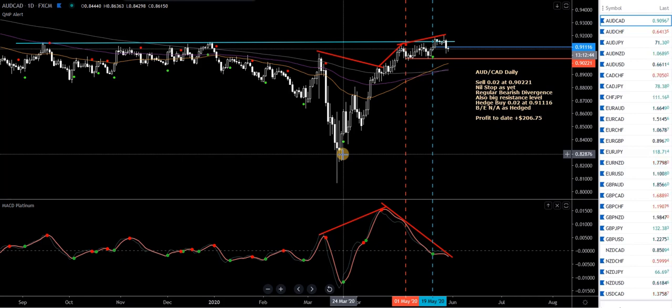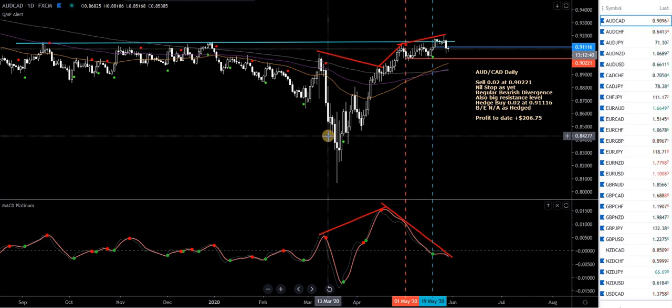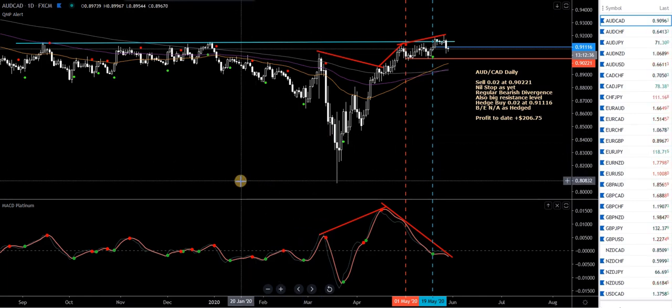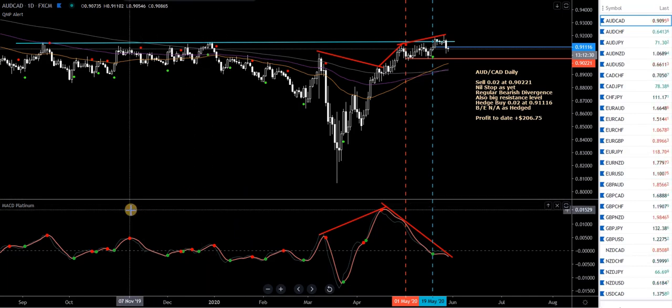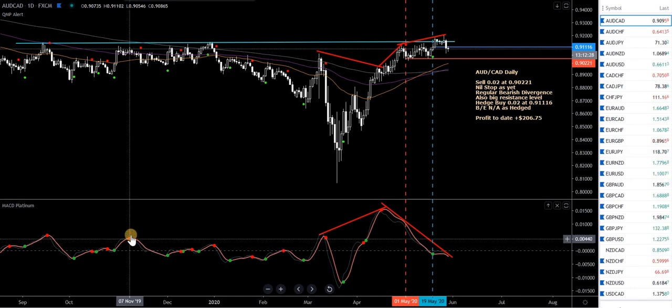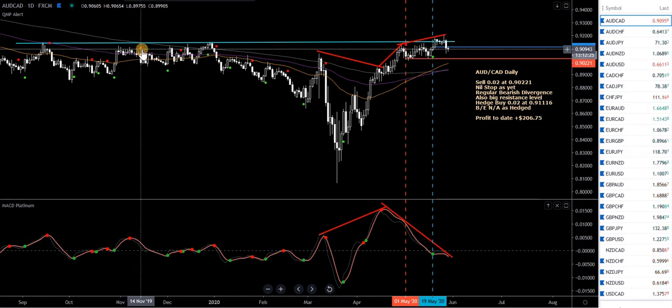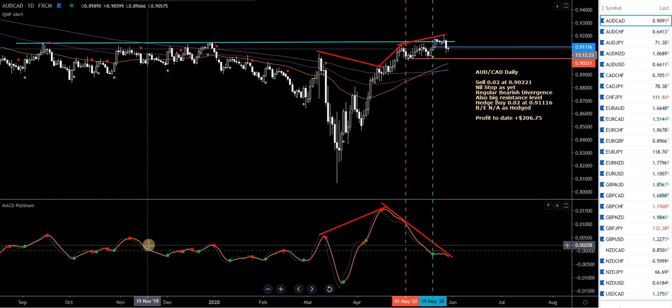This one here also aligns. This red one also aligns. You look at other ones, yeah, that one does too. Trying to find one that doesn't. Yeah, here we go. So here's a red dot on the MACD Platinum, and the red dot on the QMP filter is not for a couple of candles later.